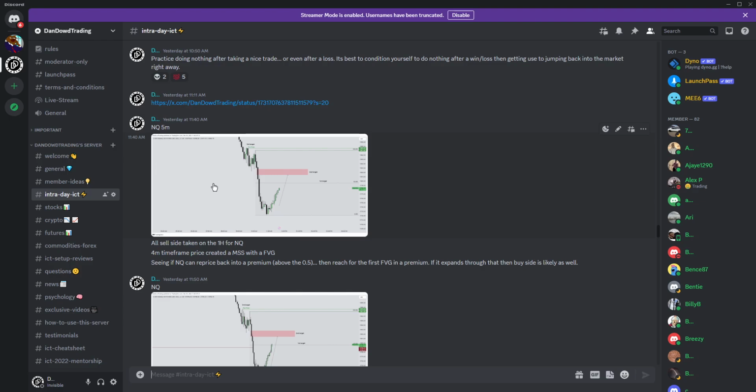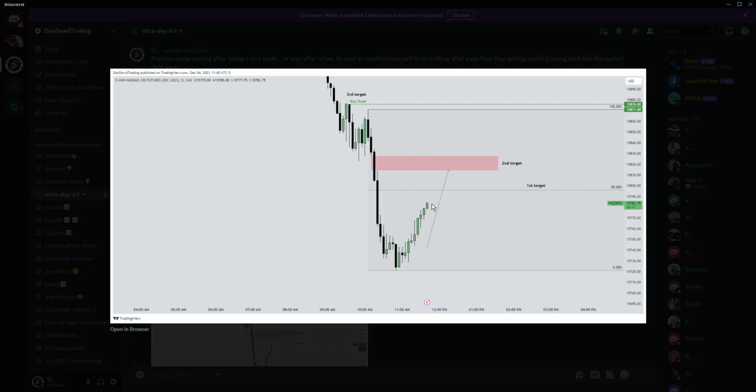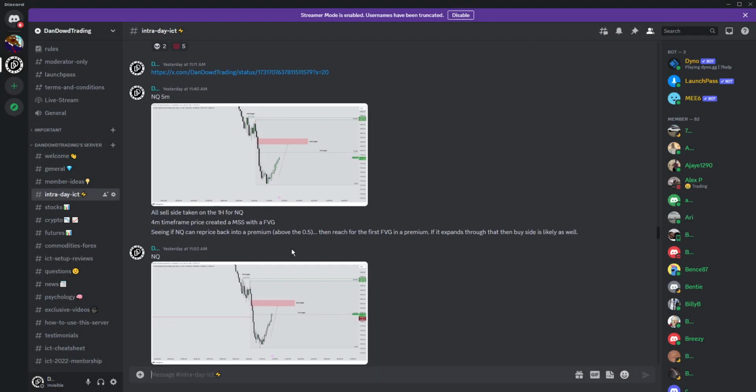So here was the long setup posted beforehand in my Discord on the NASDAQ. I said all sell side taken out on the 1 hour. That's what we just talked about. There was a 4-minute market structure shift with a fair value gap. Seeing if price can reprice back to a premium above the 0.5, then reach for the first fair value gap in a premium. So what I was saying here is that I think price is going to expand for the 50% level for the first target, the fair value gap above the 50% level for the second target, and then the buy side for the third target. So those were different levels to take profit at.